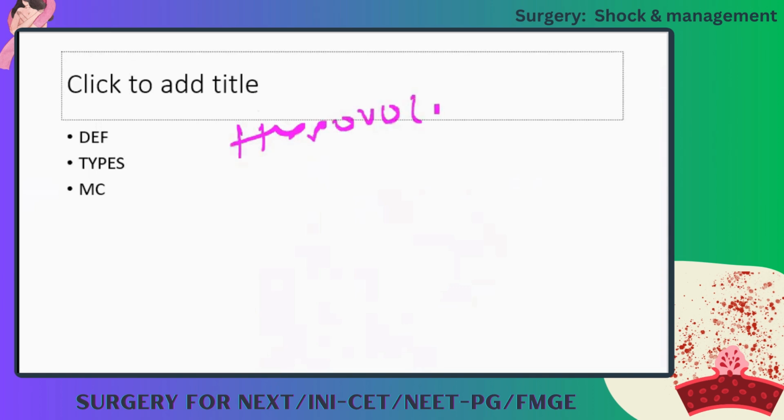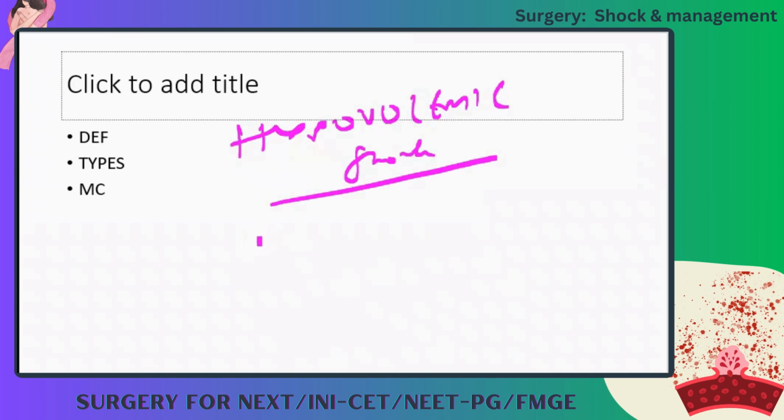The first type of shock we are going to talk about is hypovolemic shock. Here I am telling you the circulating blood volume is decreased. So why did the circulating blood volume decrease? What are the causes of hypovolemic shock? Trauma. Blood loss, intravascular volume decreases. Yes, blood loss due to bleeding, trauma.